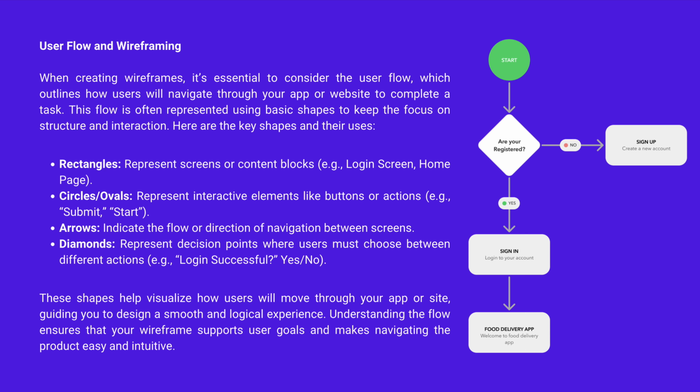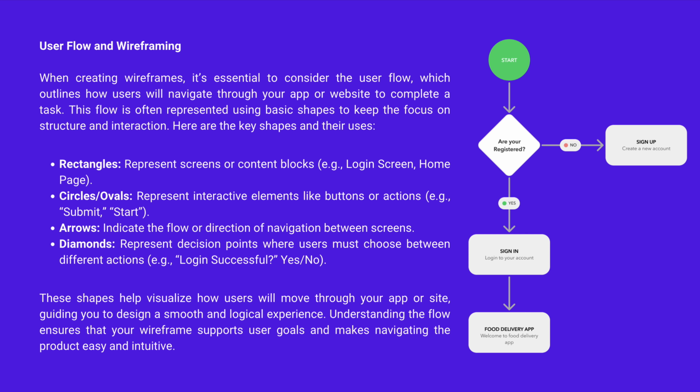The first is the rectangle, which represents a screen or content. The second is circles or ovals, which represent interactive elements like buttons or actions. We have the arrows, which indicate the flow or direction of navigation between screens. Diamonds represent decision points where the user must choose between different actions.